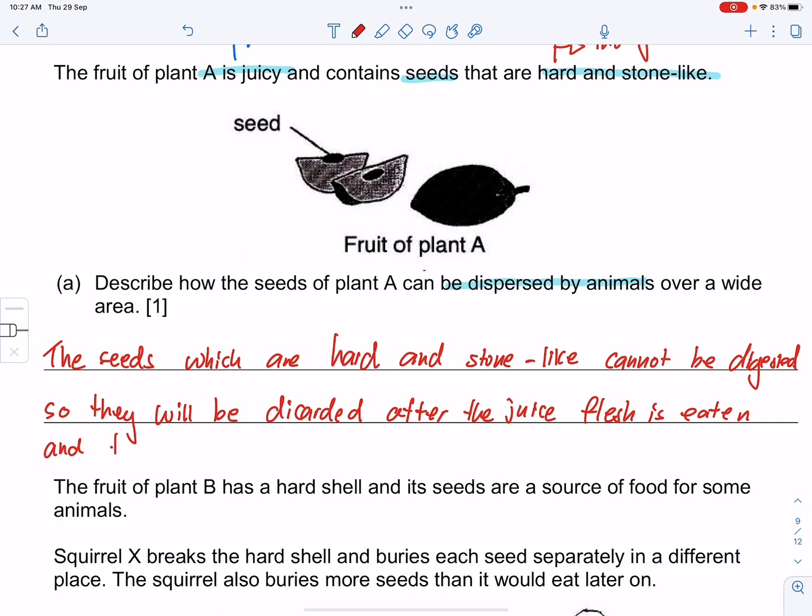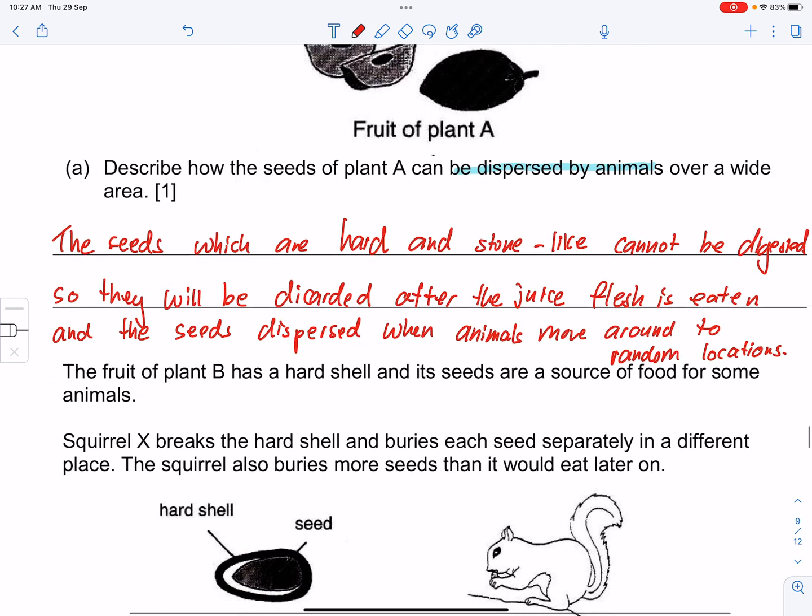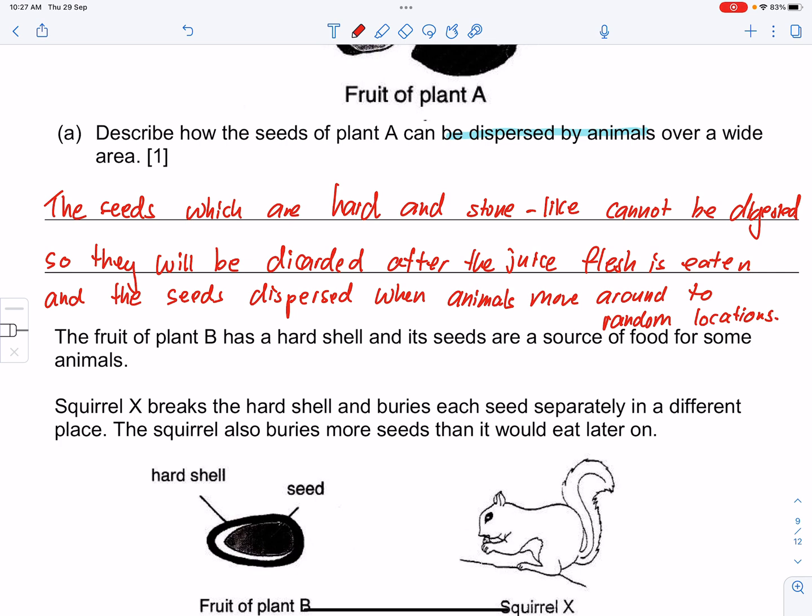And the seeds dispersed when animals move around to random location. Okay. So it's a bit of a luck. Whether it gets further away.